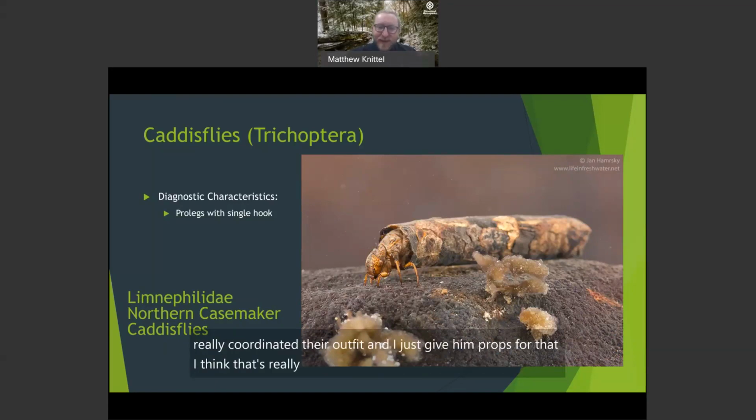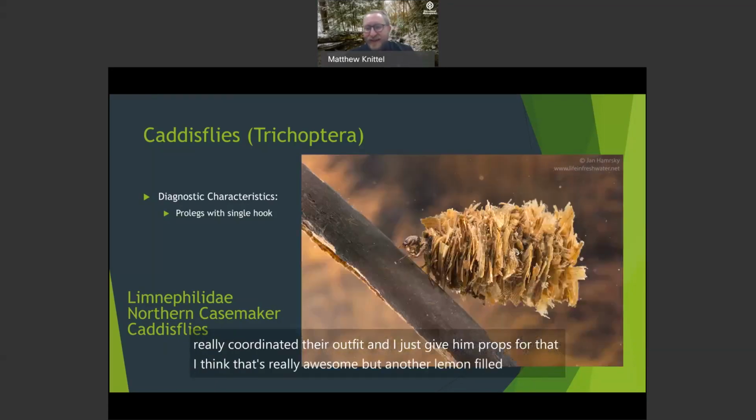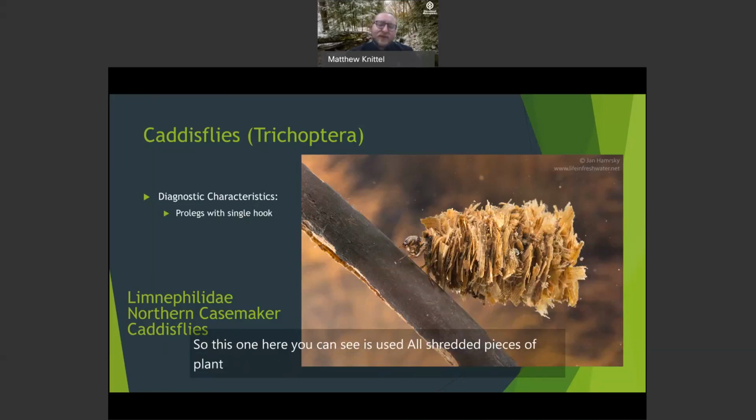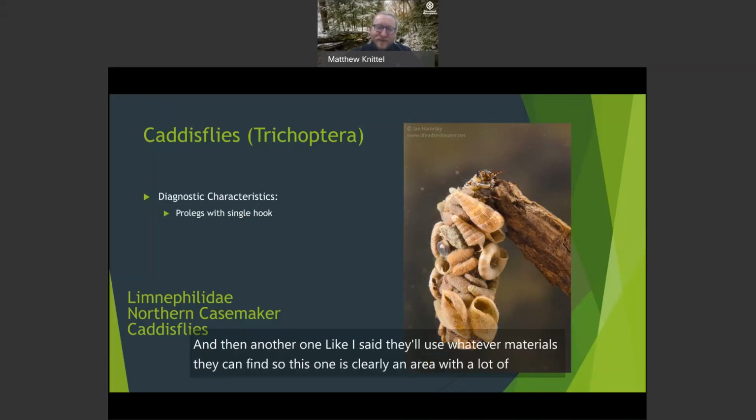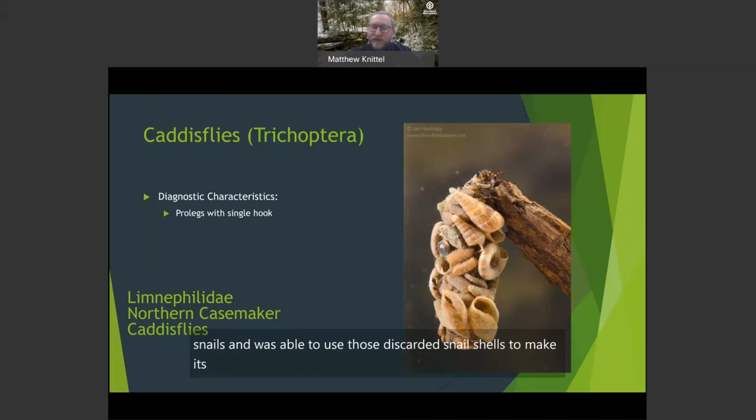But another Limnephilid we have. So this one here, you can see has used little shredded pieces of plant material. And a lot of times we find these in our wetlands here at West Creek and the Stewardship Center. And then another one, like I said, they'll use whatever materials they can find. So this one's clearly in an area with a lot of different little snails, and it was able to use those discarded snail shells to make its case. So, you know, whatever they can find.